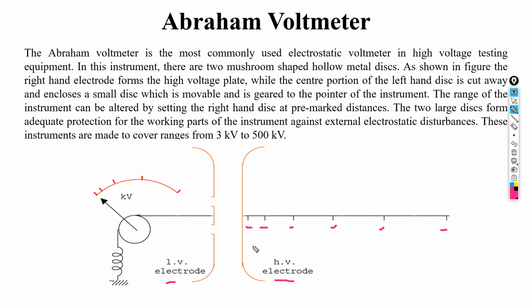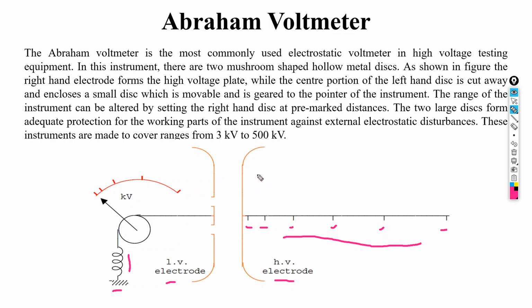We can set the position of this high voltage electrode at the pre-marked positions. Here the left hand electrode, that is the LV electrode, has its center portion cut away, and connected to this center portion there is a small movable disc, whose end is connected with a spring, and this movable disc has the pointer and scale arrangement.